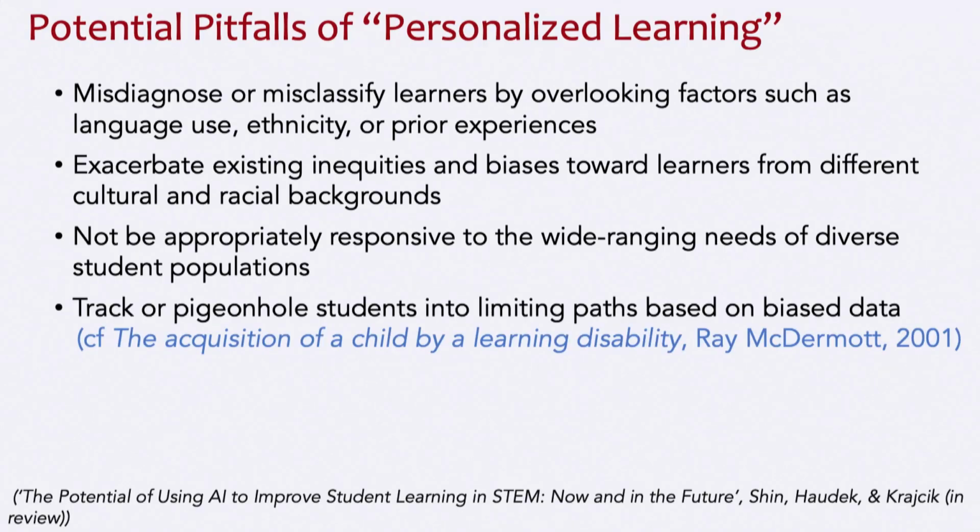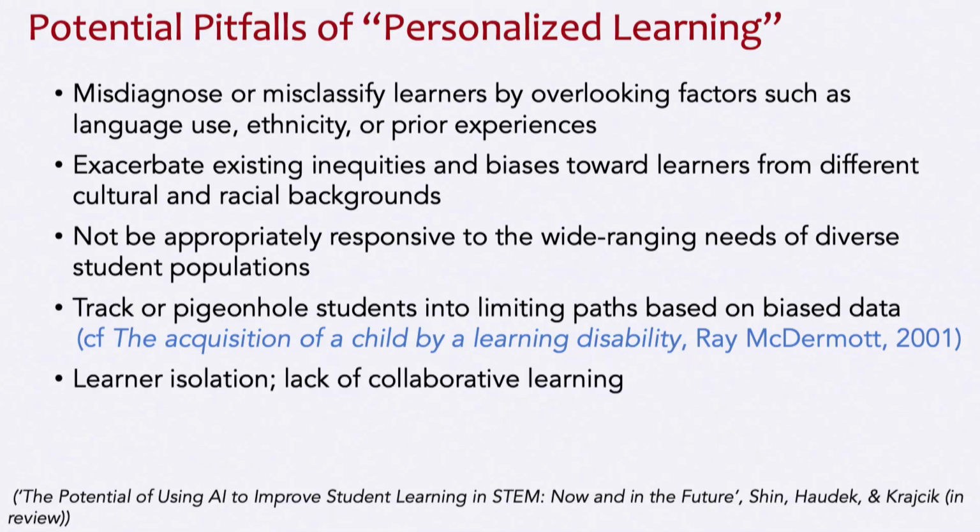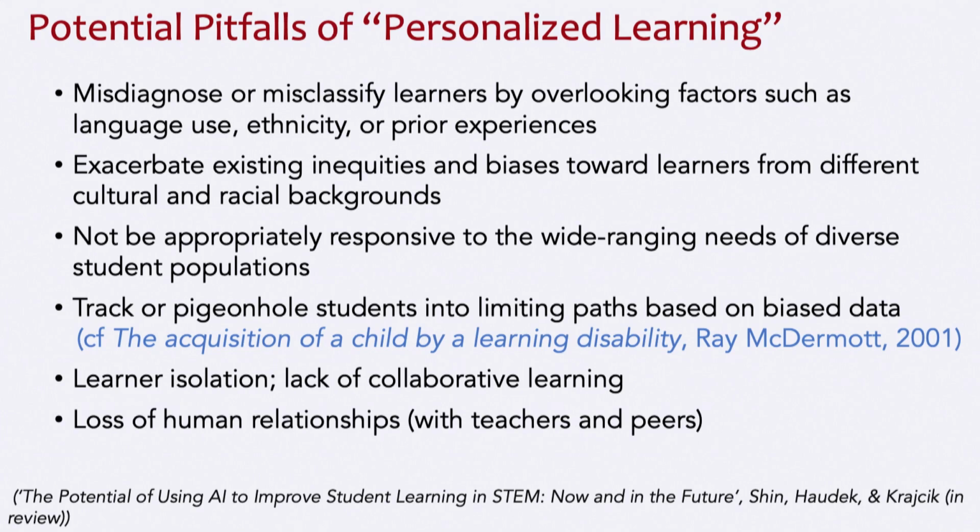They may track or pigeonhole students into limiting paths based on biased data. Think of Ray McDermott's The Acquisition of a Child by a Learning Disability. Mislabeling of learners, learner isolation, lack of collaborative learning, a corrosion of the social climate of the classroom, and loss of human relationships with teachers and peers, which is key to learner well-being.